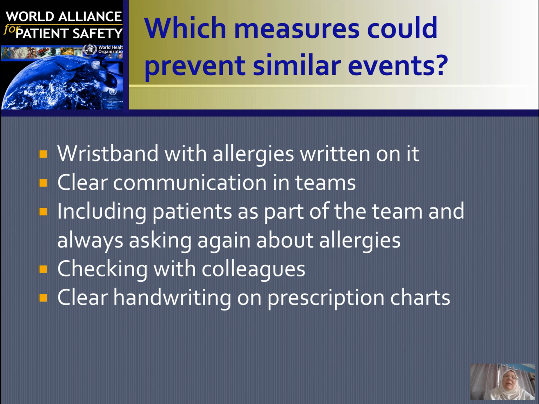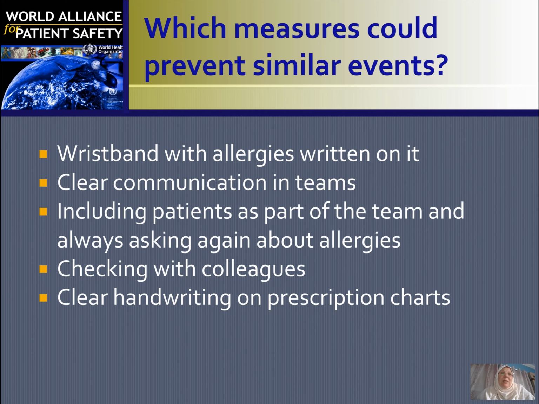Here's a list. There are many measures. The best, the easiest, maybe the most efficient measure would be that all patients who have allergies get a wristband where the allergy is written on, maybe a red wristband to warn people this patient has an allergy. And then the nurse can check before they give it, or the doctor before they prescribe it.